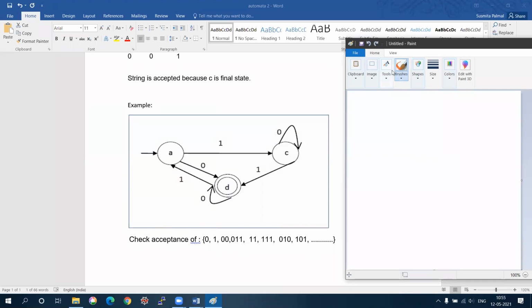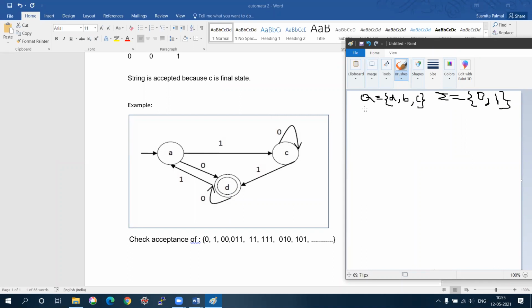Okay, I should write the components here. Capital Q is the finite set of states, that is A, B, C. We have 3 states. And how many input symbols are there? The input alphabet is denoted by sigma, that is {0, 1}. Two input symbols are there.